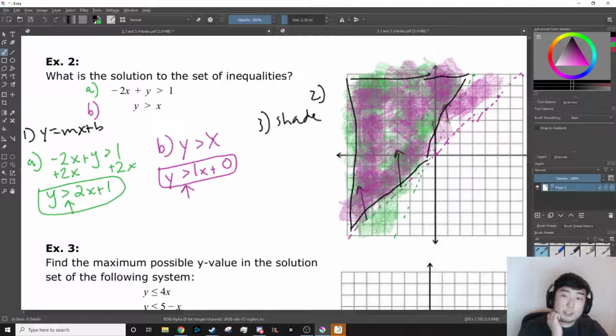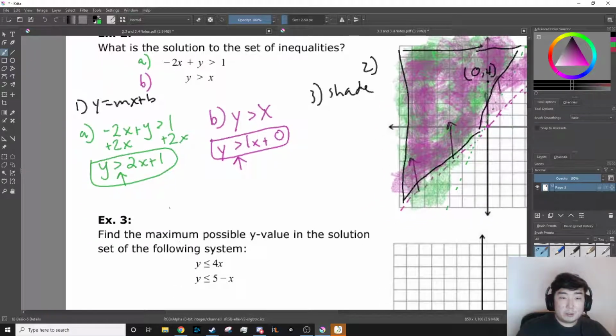So let's test a point. Let's play it safe and just use (0, 4). So 4 is greater than 2 times 0 plus 1. So 4 is greater than 0 plus 1. That's true.